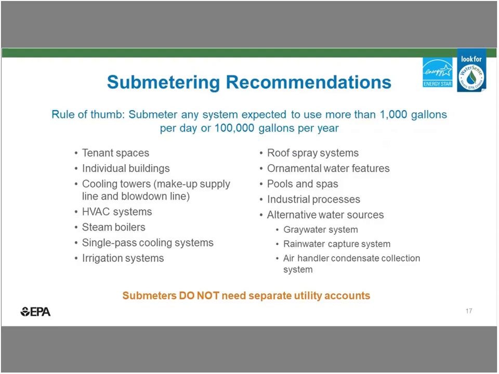So generally our rule of thumb is that we tell people to submeter any system that uses more than 1,000 gallons per day or 100,000 gallons per year.